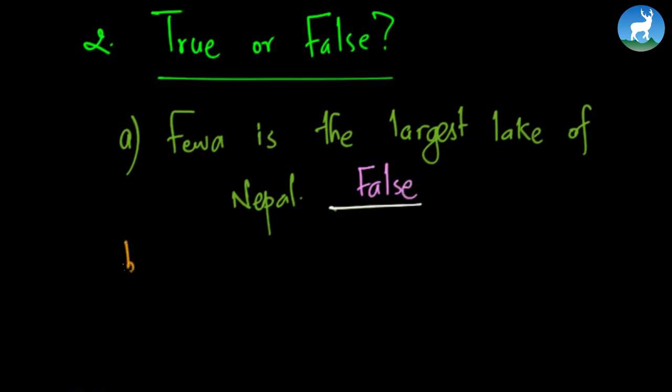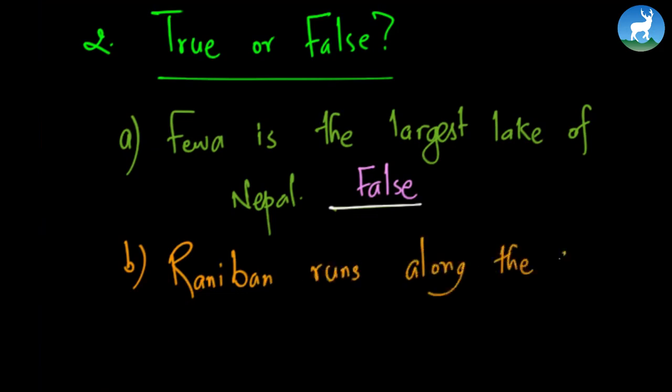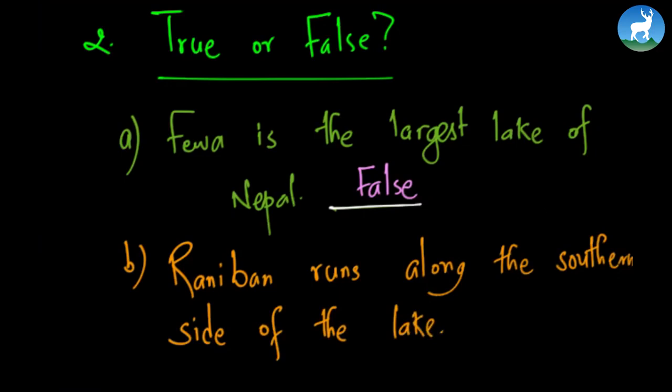Okay, coming to statement number B, Raniban runs along the southern side of the lake. Now my question is, does it run along the southern side of the lake? For that we've got to go and read the second and third paragraph. Of course it does, so indeed that's a true statement. Moving onwards, let's solve some more true and false questions.